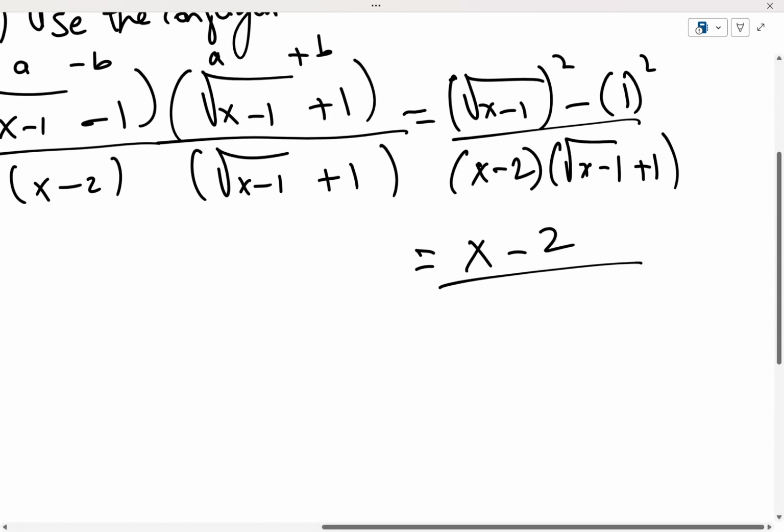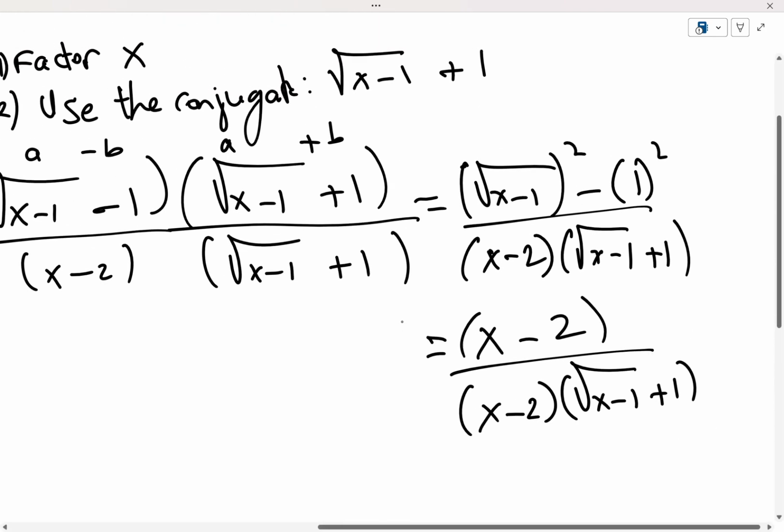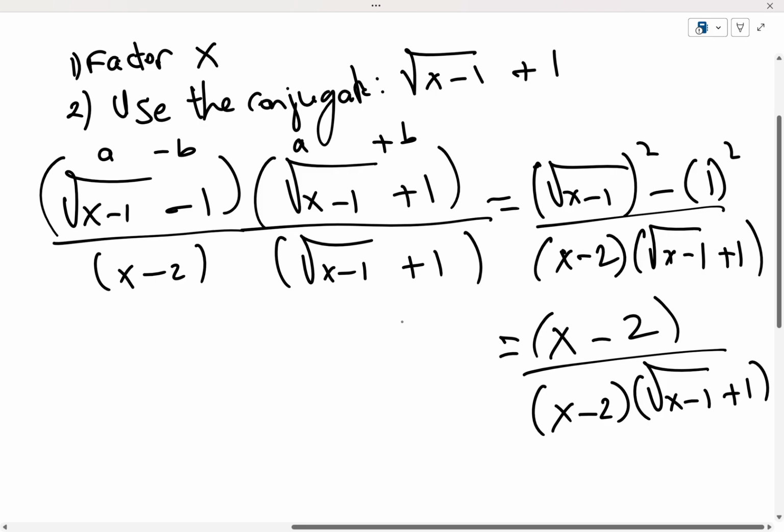And you see why I did not distribute the denominator, because now we can see that we have a common factor in the numerator and the denominator. That's usually the case when you are factoring, or when you use the conjugate, or when you use the LCD, when you're dealing with a rational expression. Common factors are going to show up, so usually you don't want to FOIL everything out, because the goal is to cancel common factors.